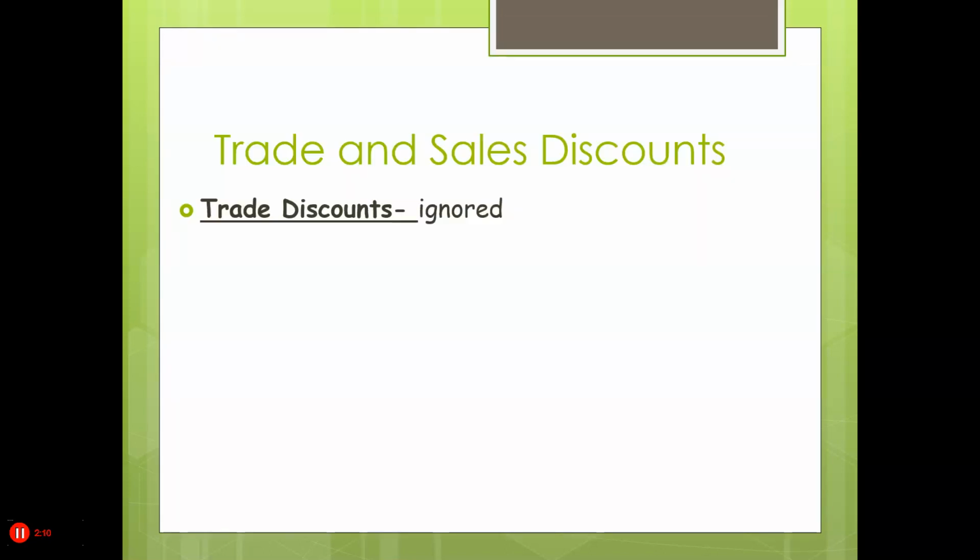Now, trade discounts are ignored. A trade discount is if they say something costs $100, but if you buy 10 of them, they only cost $90 each.